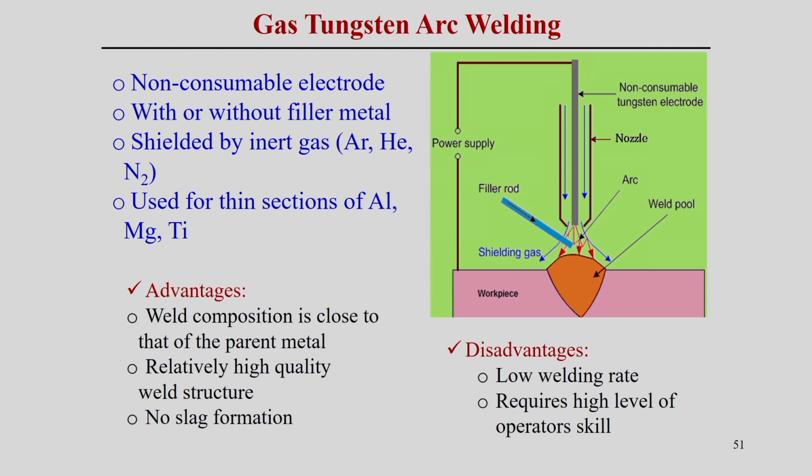So, the welding rate is very low in these cases and a high level of operator skill is required to operate this kind of welding process, because of edge preparation and all these things, and normally there is no material deposition from the non-consumable electrode. So, high skill of the operators is required to get a good joint. At the same time, in this particular process it is possible to handle very thin sheet also.